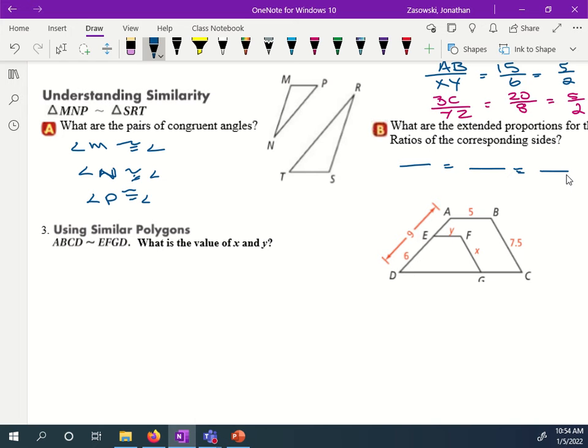Okay. Nope, as long as it's all the same. Okay? Because remember, if you do the reciprocals, you're still going to be equal. They're still going to be equivalent. Okay? But they have to be consistent.